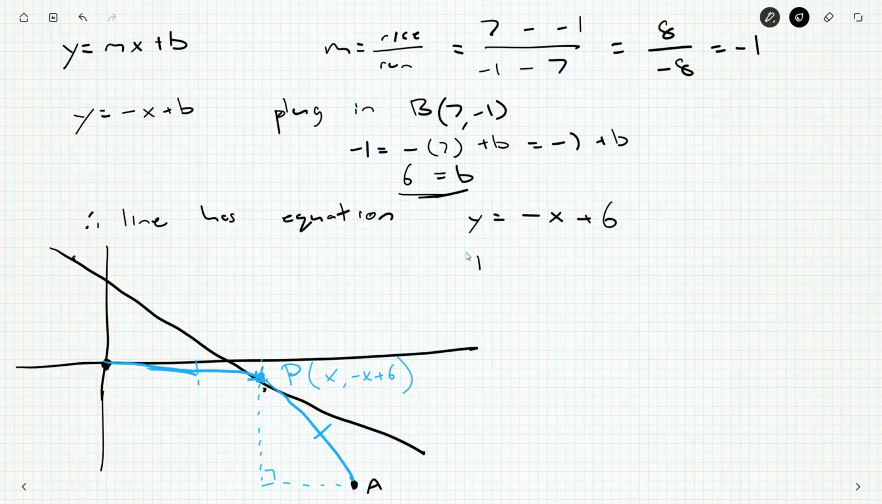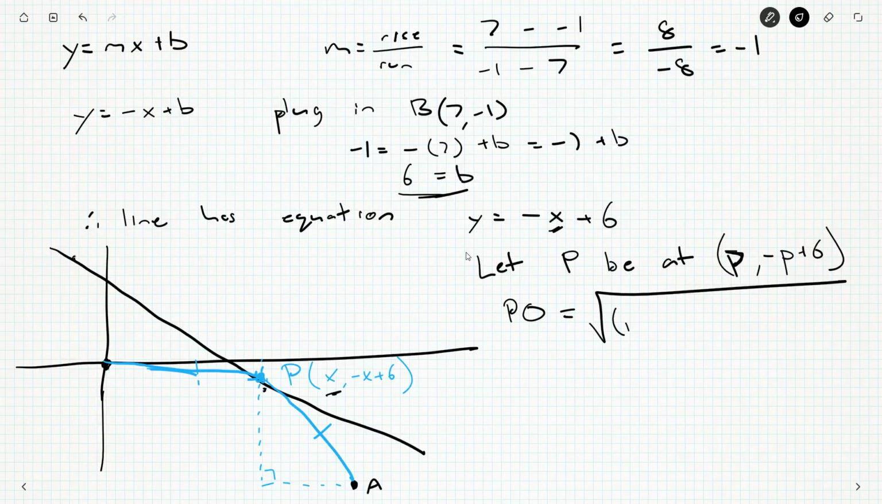So let P be at, if you don't like the x's, I'm going to switch it to (p, -p plus 6). I find that's something they do a lot in their solutions, but it avoids this x and this x somehow being treated the same. Okay, so distance PO, the distance formula is this: the square root of the difference in the x coordinates squared plus the difference in the y coordinates squared.